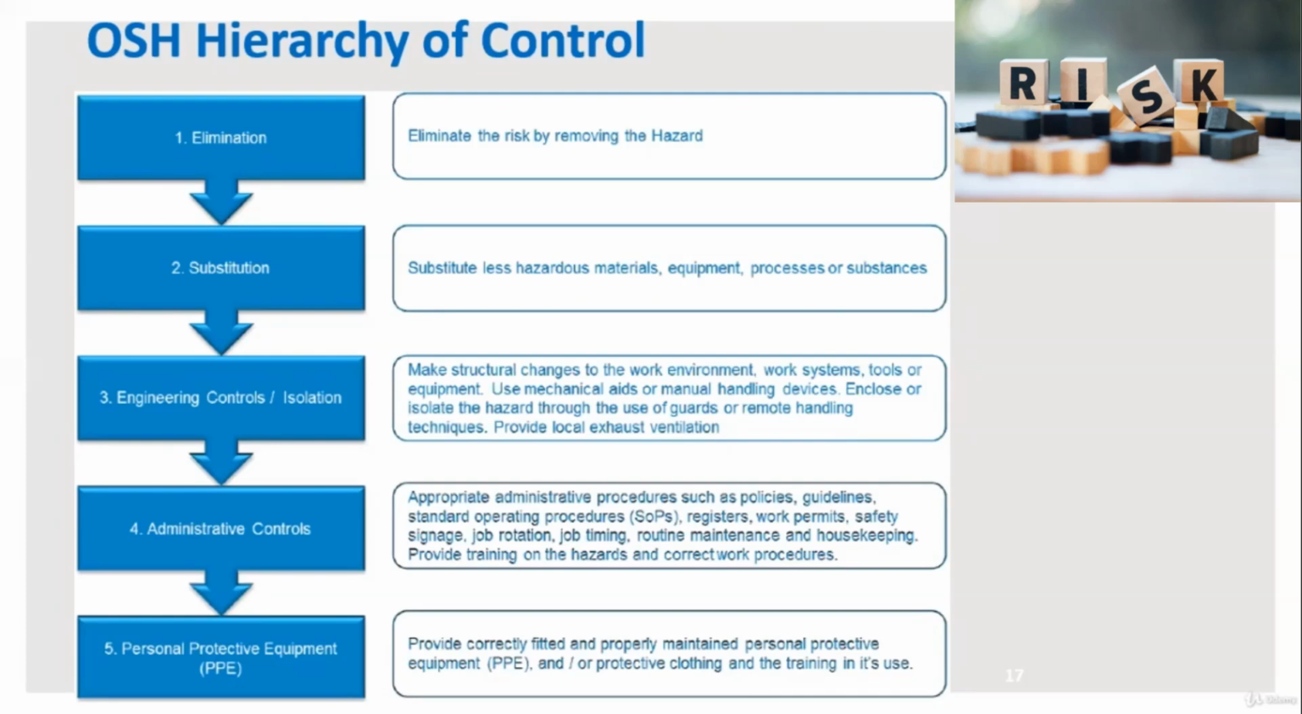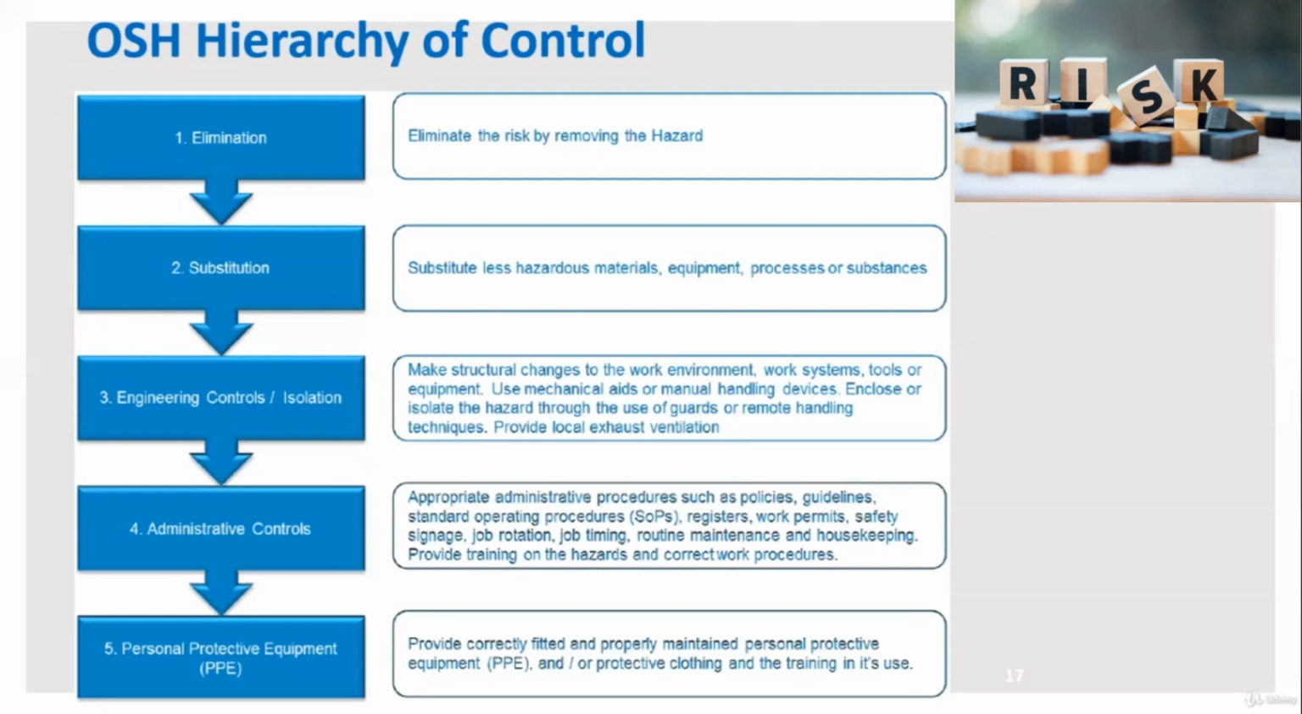So make structural changes to the work environment, work system, tools, equipment, use mechanical aids or manual handling devices. Enclose or isolate the hazard through use of guards, remote handling techniques, provide local exhaust ventilation. Suppose you have smoke in the room where you are working, you have to use local exhaust ventilation where the exhaust fume will be going away from your area. It will not come to your room. This is called engineering control or isolation.